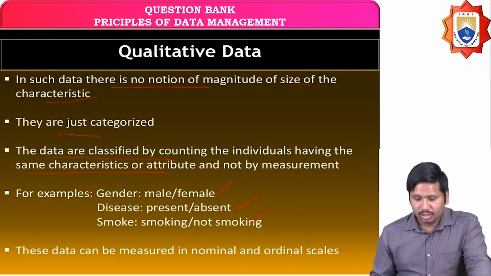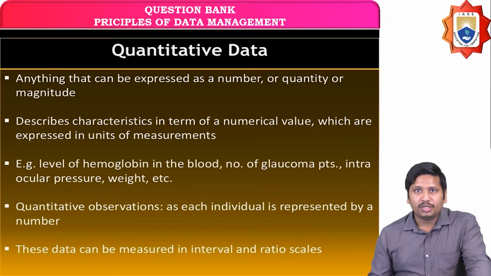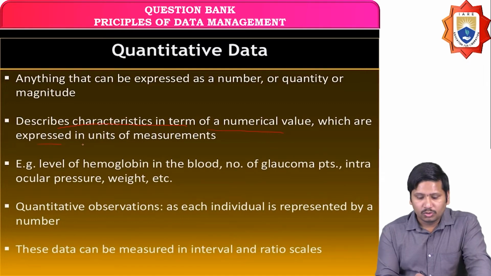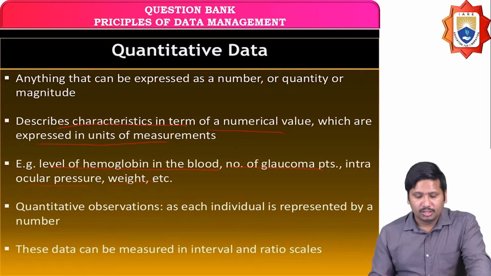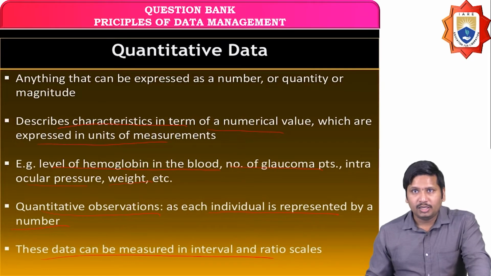So this cannot be measured in terms of nominal and then ordinal scales. Quantitative data is anything that can be expressed as a number, quantity or magnitude. It describes the characteristics in terms of numerical values, which are expressed in terms of measurements. Examples are the levels of hemoglobin in the blood, number of coma points, intraocular pressure, weight, etc. The quantitative observations are the ones where the individual is represented by a number, and this data can be measured in terms of interval and ratio scale.